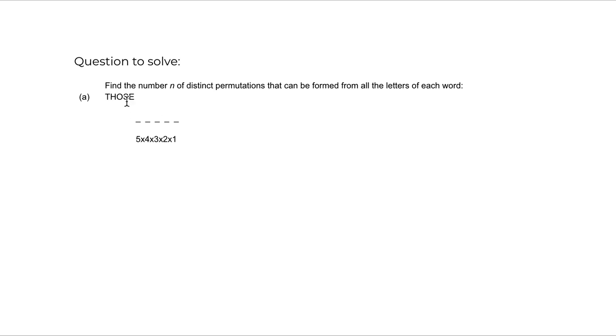Alright, next question. Find the number n of distinct permutations that can be formed from all the letters of each word, that is, THOSE. Number of permutations possible. Permutations is just the number of ways you can place the letters to create new words.